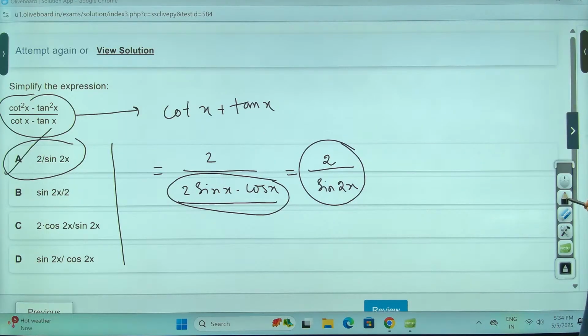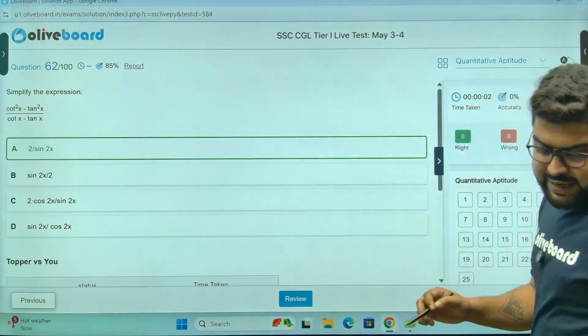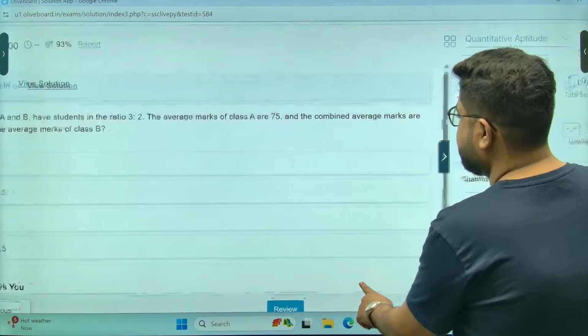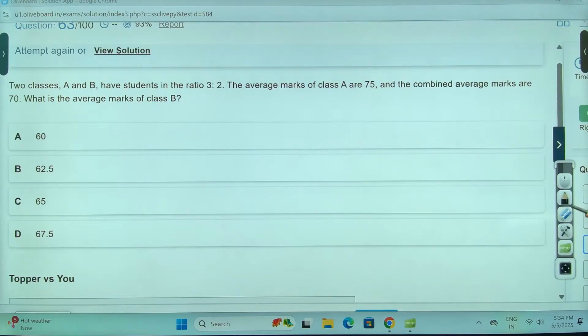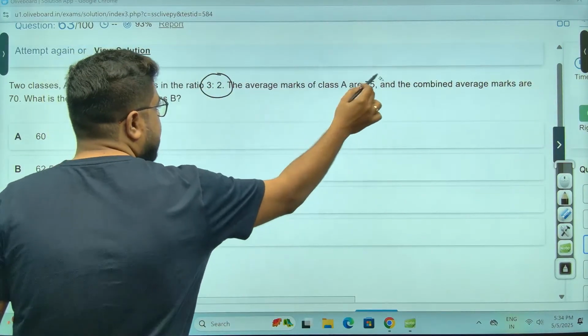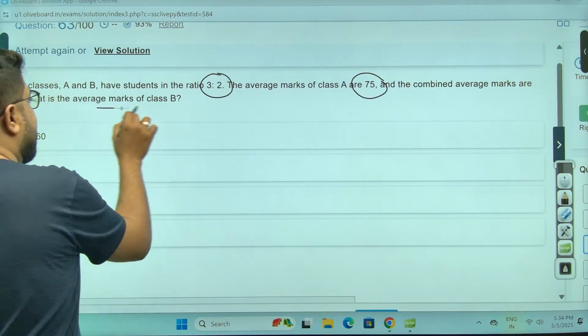Chalo. So again, who got what? Option A. Option A. Perfect, brother. Combined average. Oh my God. Chalo. Students ratio 3 ratio 2. Average marks of one is 75. Combined average is 70. Other?